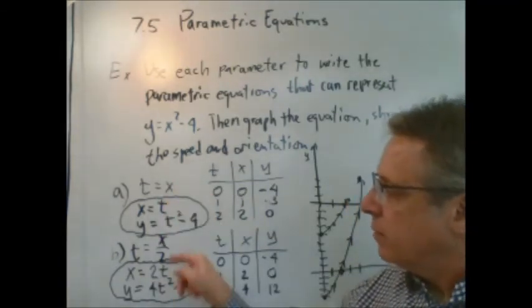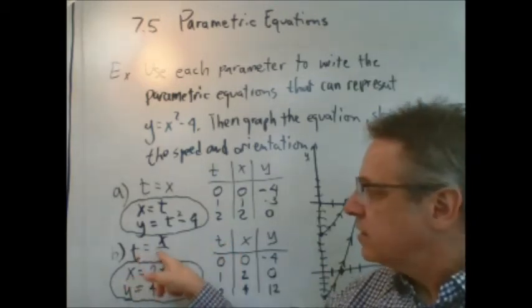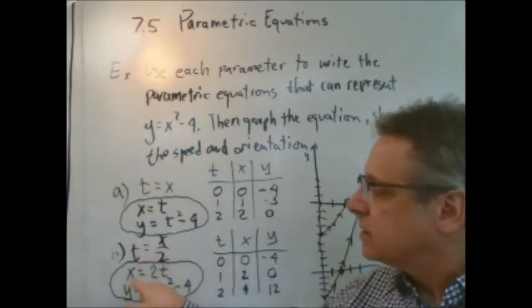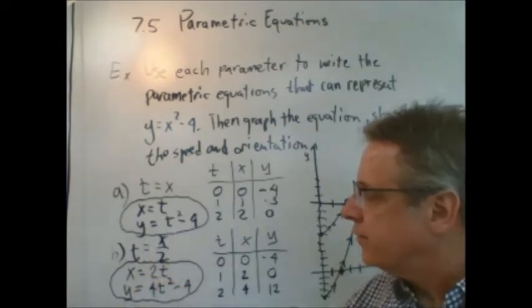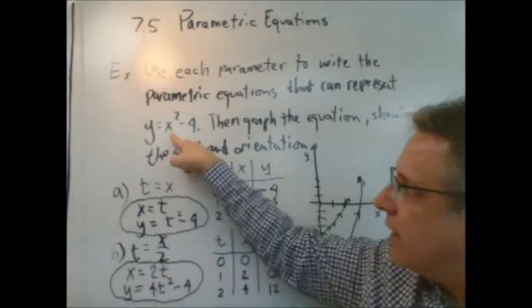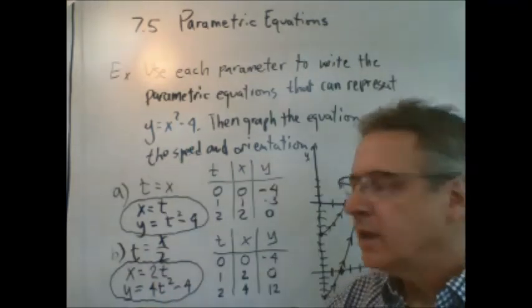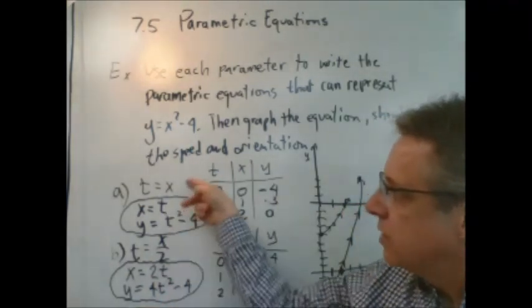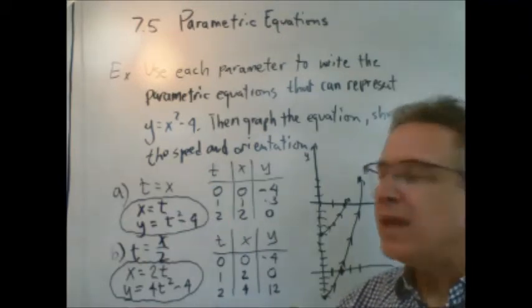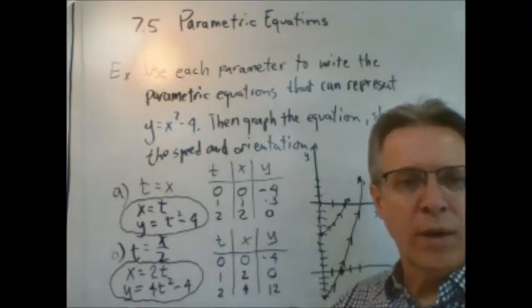For the parameter t equals x over 2, we would do the same thing. We solve this equation for x, so x is equal to 2t, multiplying both sides by 2. If we put 2t in for x, then this would be 4t squared minus 4. And so here are the parametric equations for these two parameters.